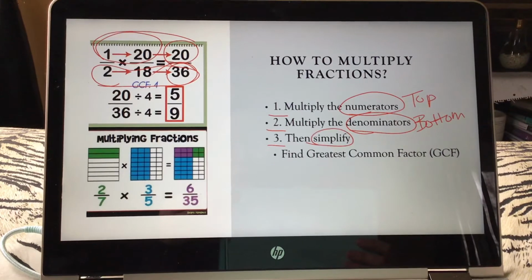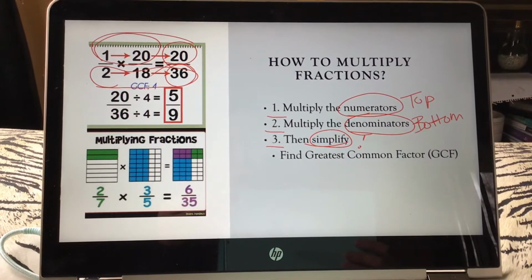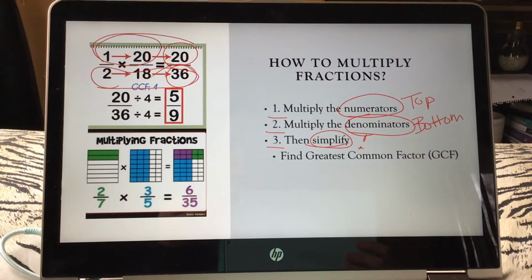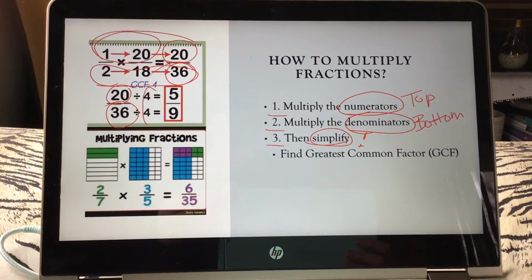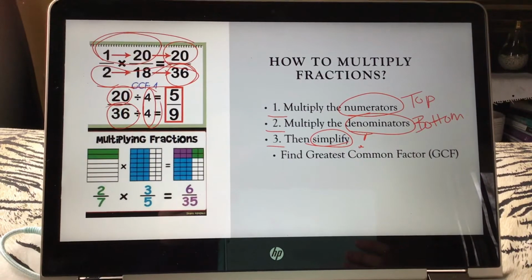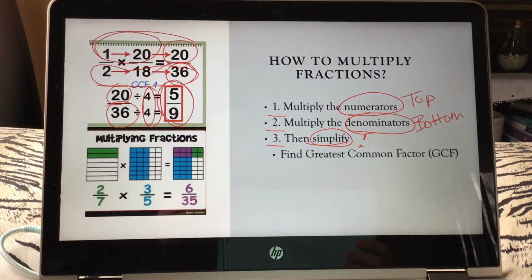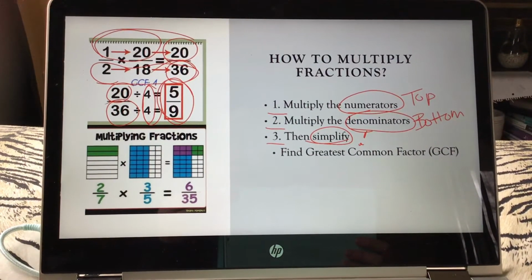Third step is simplify. Super important. Never forget it. We have 20/36. The greatest common factor is 4. They divided by 4, and they got a final answer of 5/9.